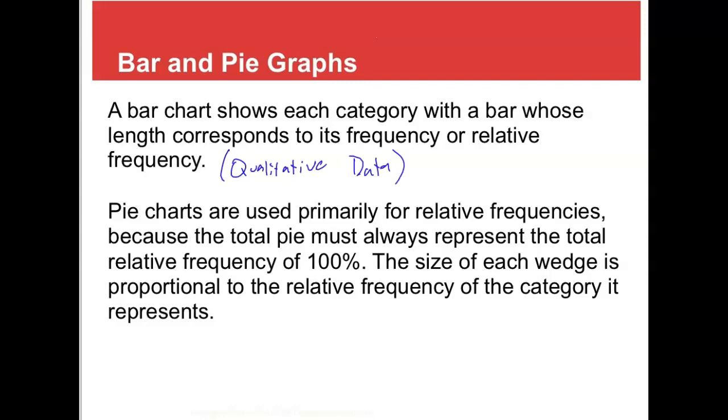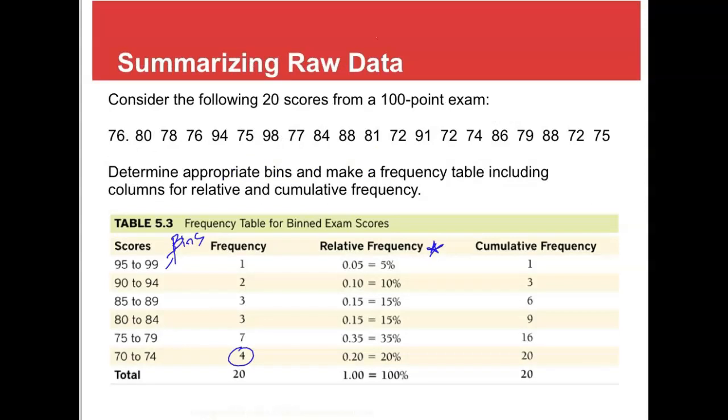And you can make quantitative data qualitative by binning, like we did here. And then pie charts are used primarily for relative frequencies, and the total pie must represent the total relative frequency of 100%. The size of each wedge is proportional to the relative frequency of the category it represents.